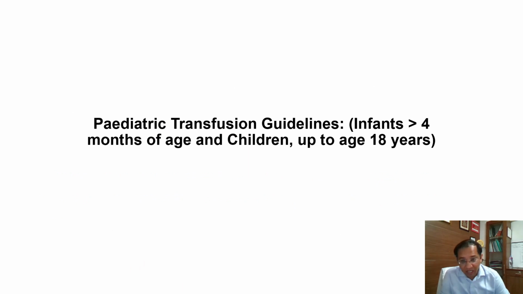Coming to the pediatric transfusion guidelines, when I say pediatric, we are not covering the neonates, and in the pediatric age group, neonates are taken almost up to 4 months. So anybody who is an infant greater than 4 months of age and children up to the age of 18 years is what we are going to discuss. What we are not going to discuss is the neonatal period, neonatal alloimmune thrombocytopenia or HDFN. So it is going to be strictly infants greater than 4 months of age and children up to 18 years.